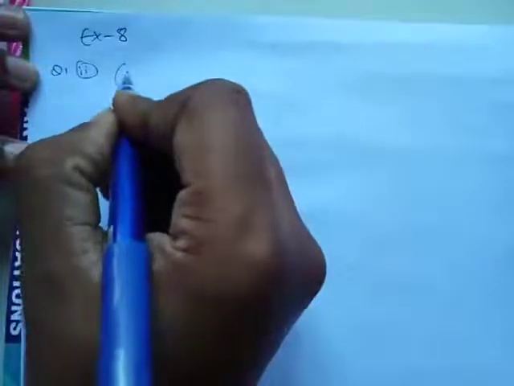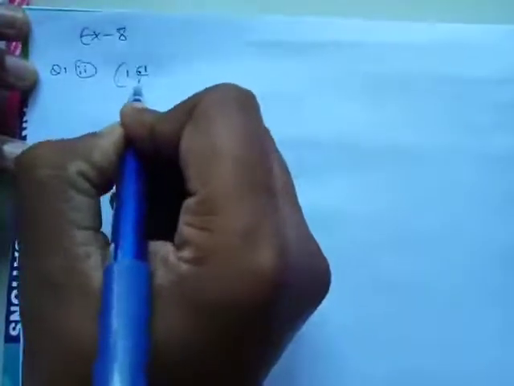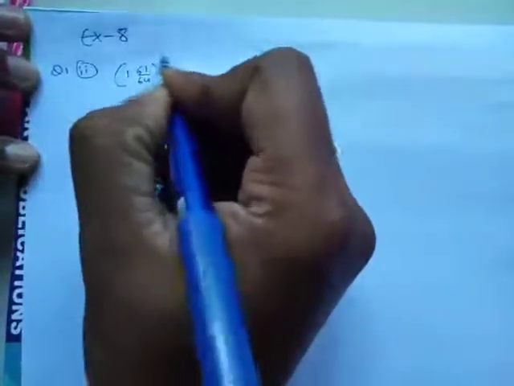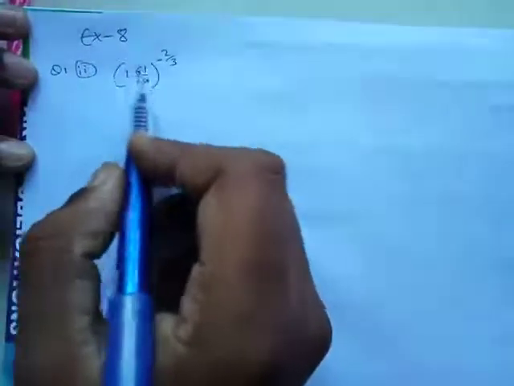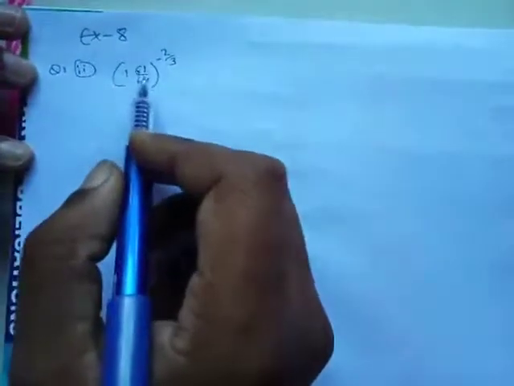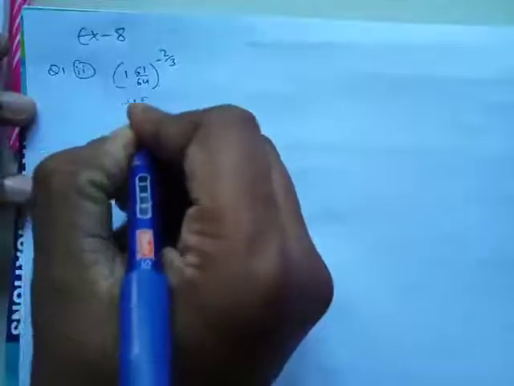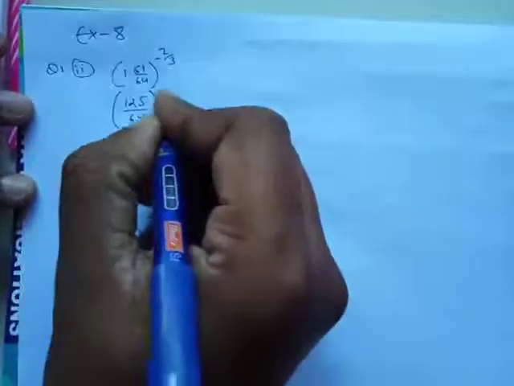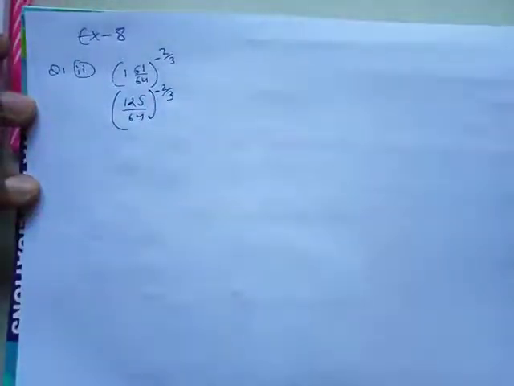It says 1 whole 61 over 64, bracket close, to the power minus 2 over 3. Now you might be looking at that the power is negative over here. Your goal is to make the power positive. But before that, you can change this and make it a, what kind of a fraction? You can make it an improper fraction. So what will I get? I'll get 125 over 64 to the power minus 2 over 3.